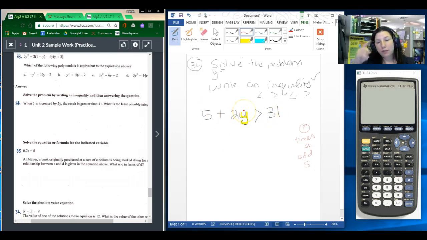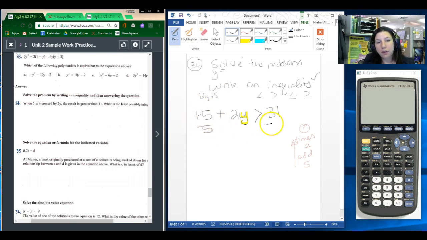If you watched the video for the previous problem, that one was simplifying, so we just followed our order of operations. This one we're trying to solve, so we're trying to work backwards to what y's value is. So instead of adding 5, I want to undo that, and that would be subtracting 5. This is a positive 5, 2y plus 5. So instead of adding 5, I'm going to subtract 5.